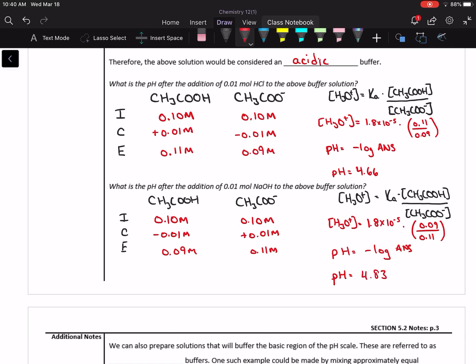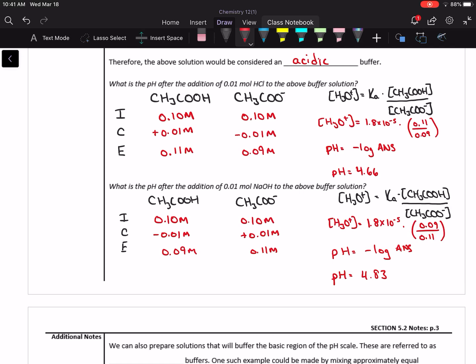So a couple things to notice here. Yes, the pH did increase because I added base, that makes sense, but it didn't increase nearly as much as it would if there were no buffer solution present. A solution with 0.01 molar sodium hydroxide would normally have a pH of 12. This pH only increased from 4.74 to 4.83.